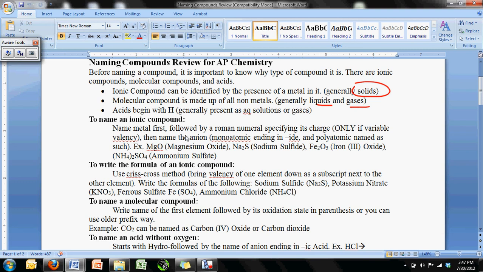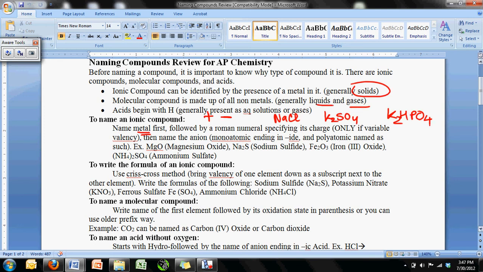To name an ionic compound, you name the metal cation first. The positive or the cation is always written first in an ionic compound, followed by an anion, which is negative. Generally, in an ionic compound, it may look like this: NaCl, K2SO4. But sometimes ionic compounds may also look like KHPO4, K2HPO4.